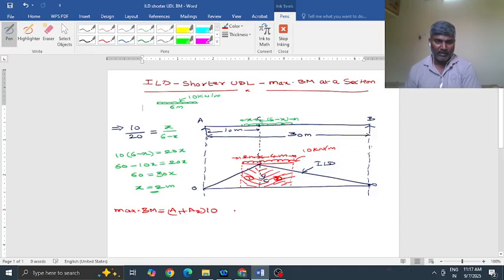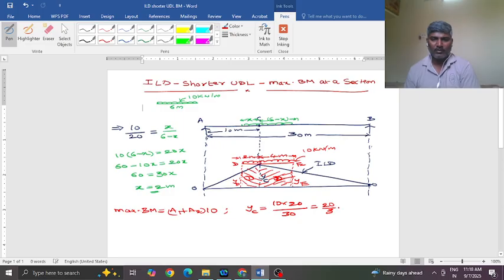Let us calculate the A1 value. Let me call the ends of the load D and E. I call this ordinate YD and this ordinate YE. YC, the maximum ordinate of the ILD, is simply the left span multiplied by the right span divided by the total span. So it is 20 by 3, or 6.667.